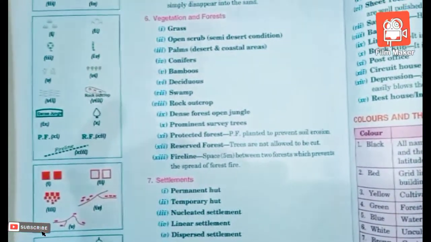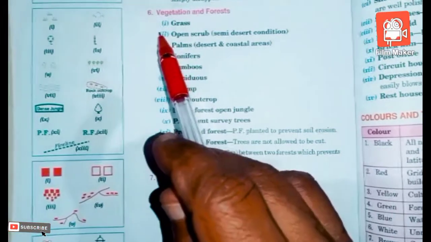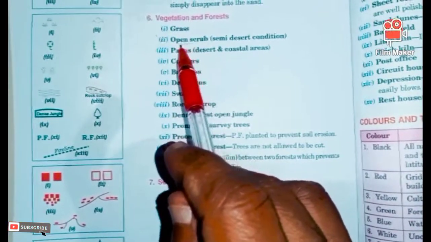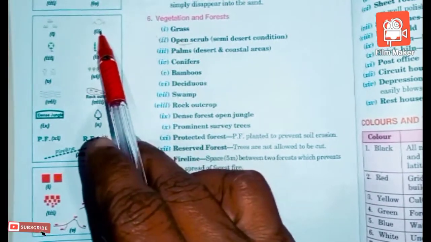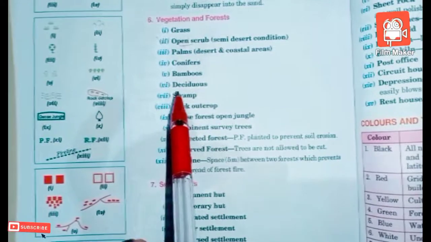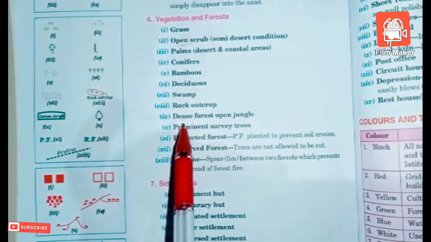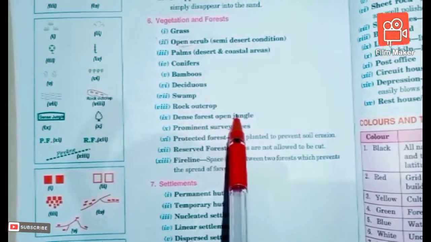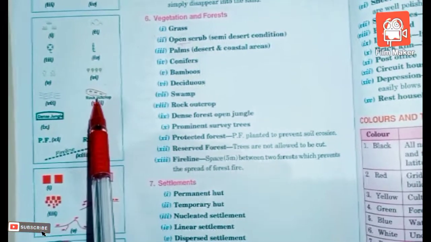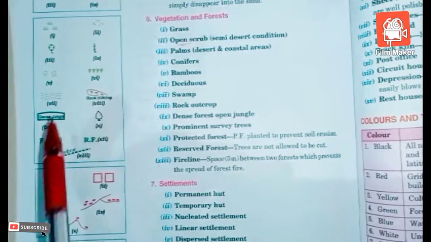In the vegetation and forest, mostly we can have open scrub on our map, and the words open scrub are written there. It is generally represented by this symbol. Then we have dense forest and open jungle. The words dense forest are written. Rock outcrop is also written there.